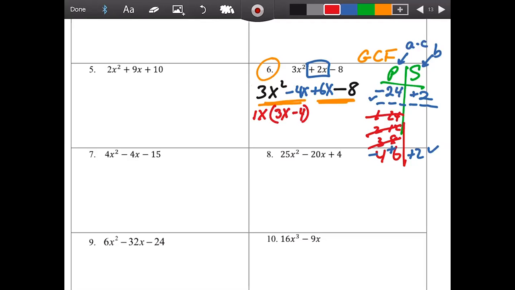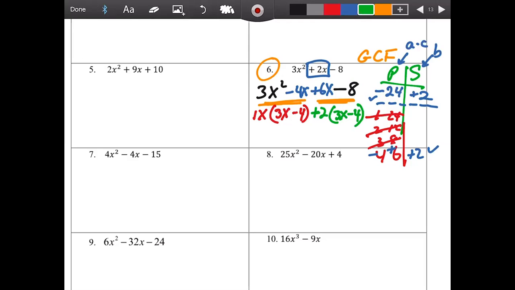Now I'm going to do the same thing with the second group, but the goal is that if I had 3x minus 4 in these parentheses, I've got to get 3x minus 4 in these parentheses. So in order to get positive 3x, what do I have to factor out of positive 6x? Positive 2. And if you check, negative 8 divided by positive 2 gives me negative 4.